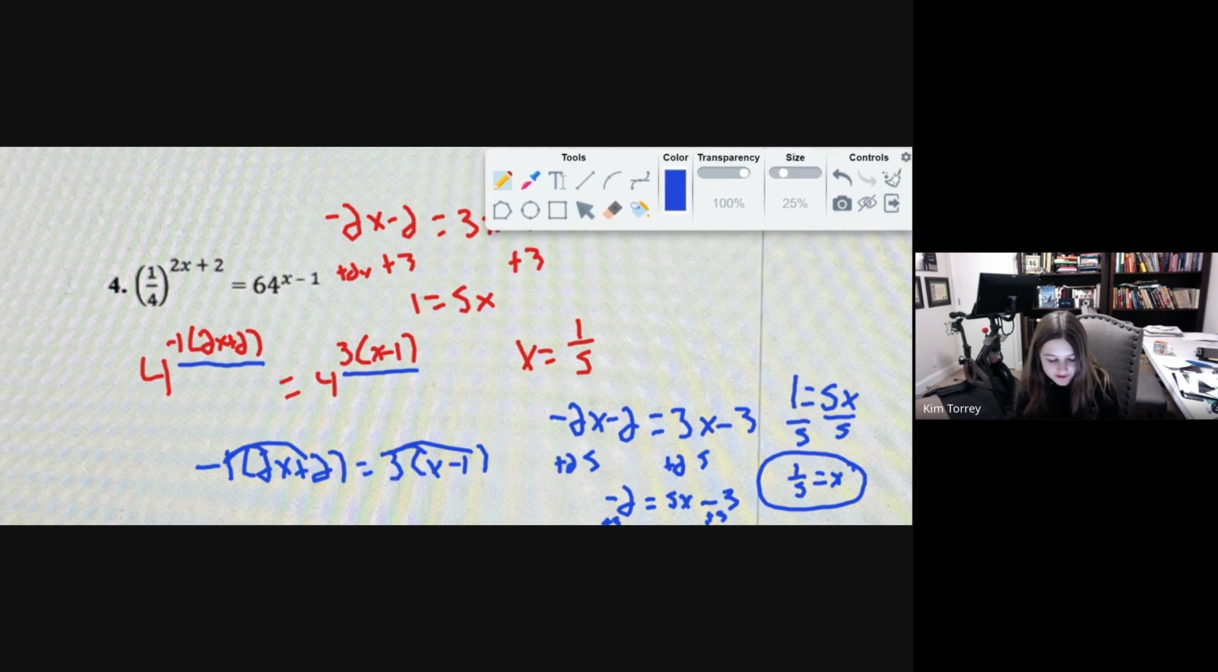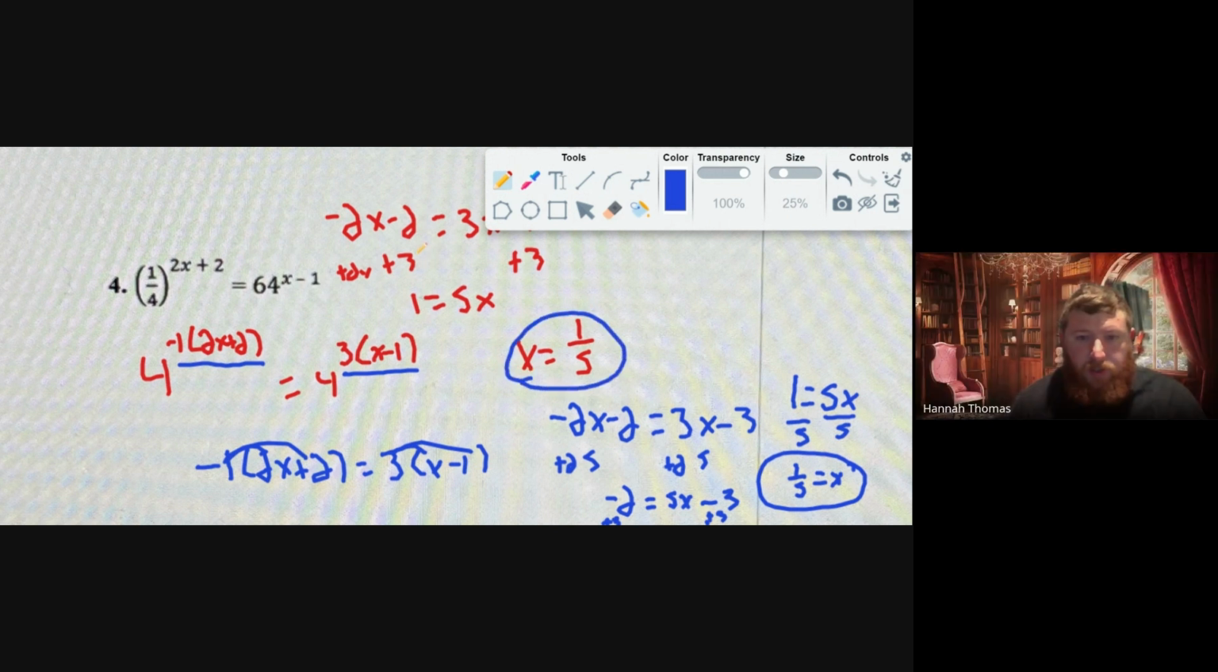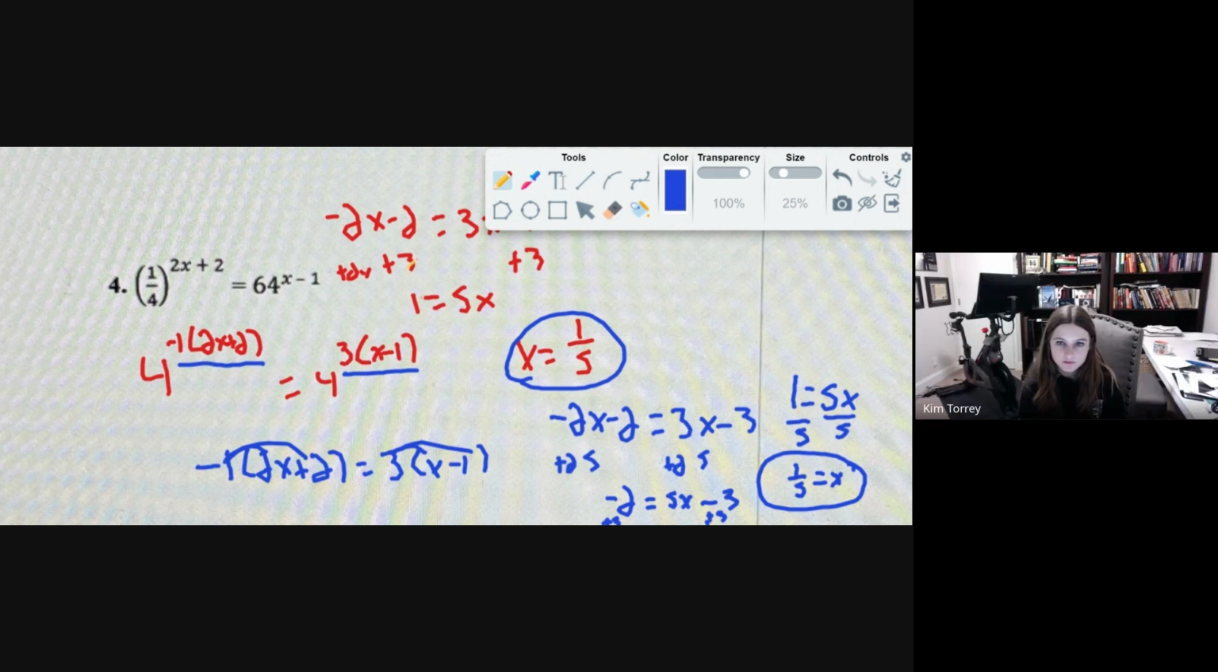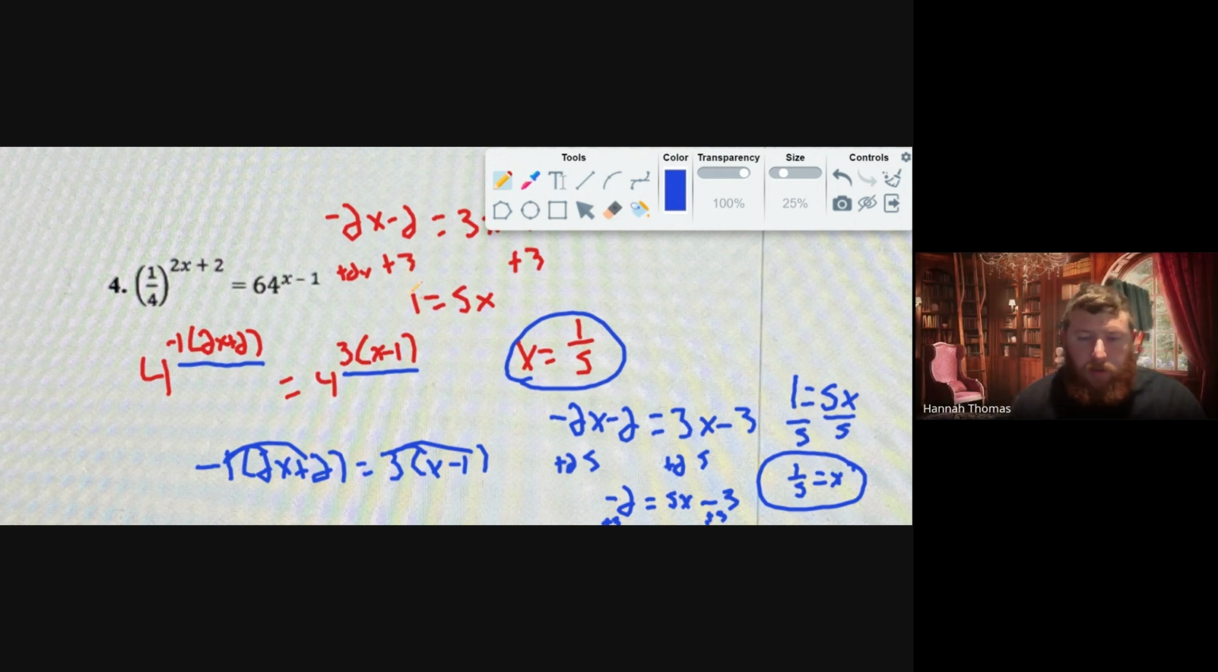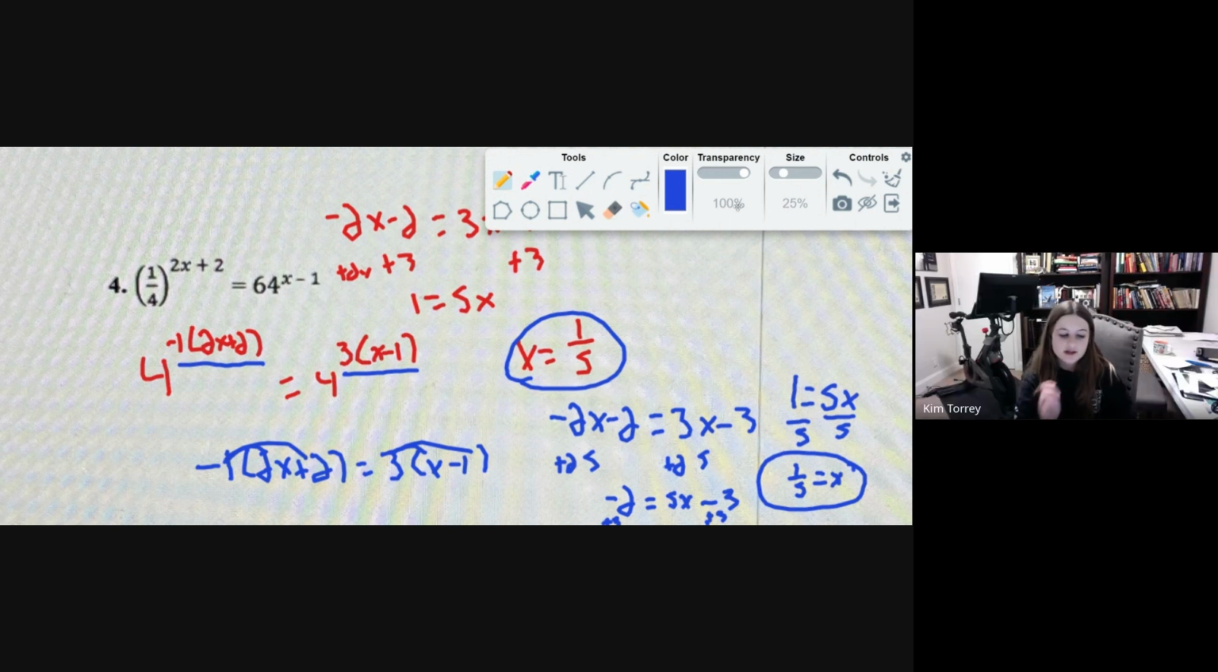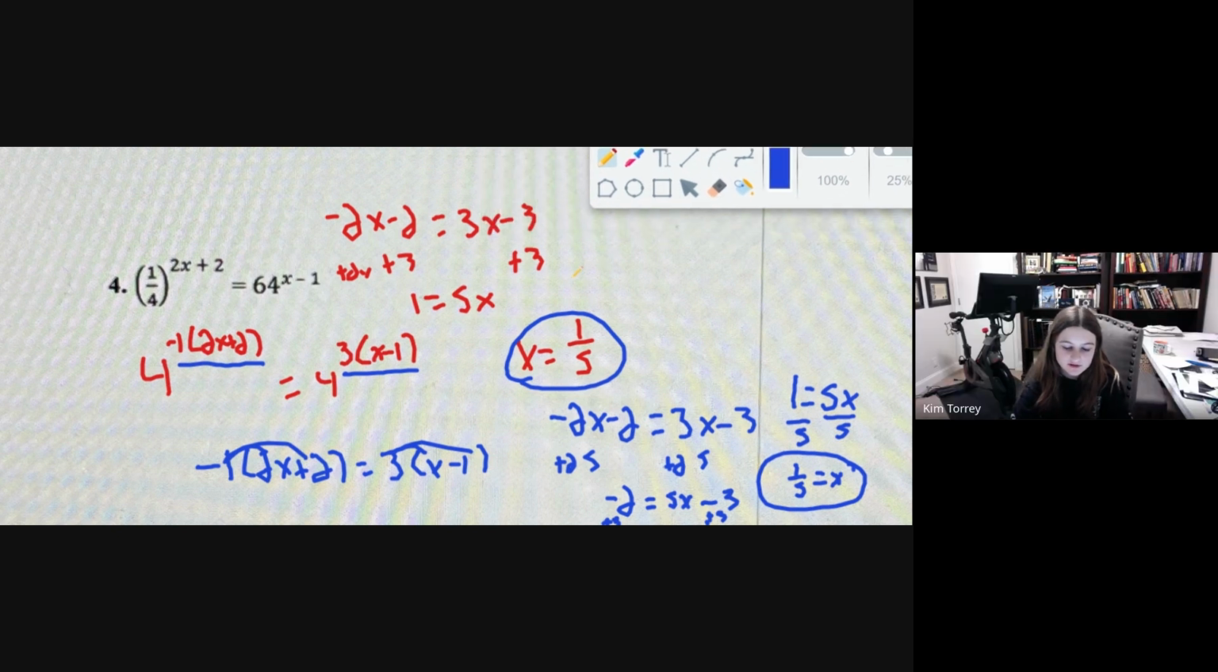Okay. Did you get negative 1? The one you first did it? Nope. I have negative 3 plus 2. It's positive 1. Oh, wait. It depends on what you're doing. Because I have negative 2x minus 2 equals 3x minus 3. And so the negative 2 I brought to the other side, and then I got 5x.